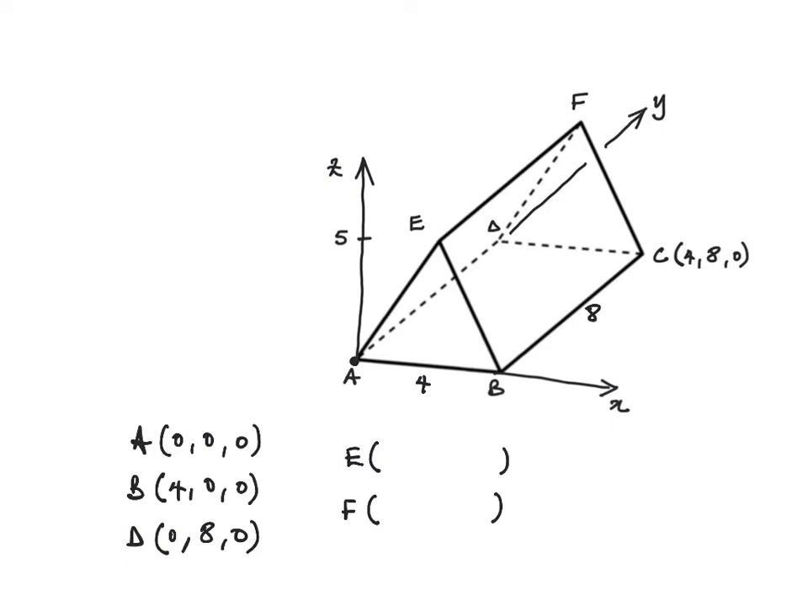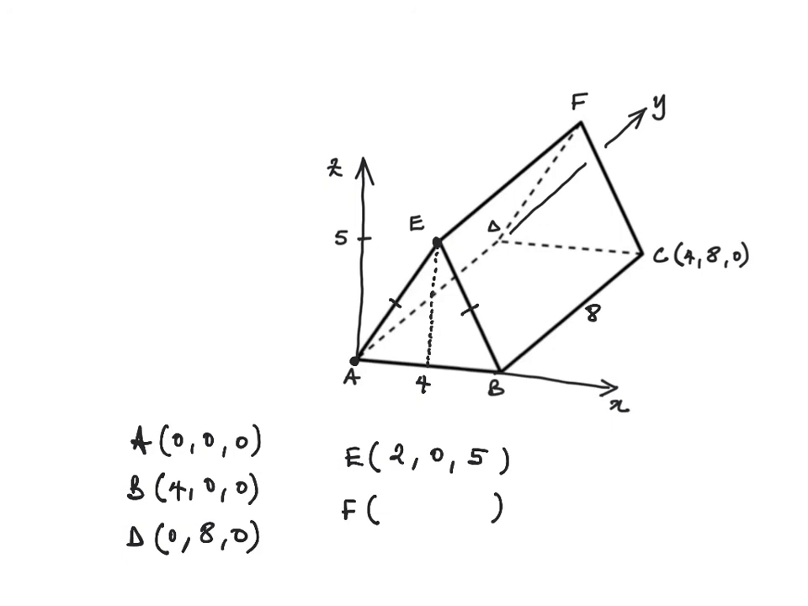Now, what we have to understand is that AEB is an isosceles triangle, which means that this point E then is halfway along AB. So if I want to get from A to E, it's going to be 2 in the x, it's going to be 0 in the y, and the triangle has a height of 5. Now, so it's (2, 0, 5).